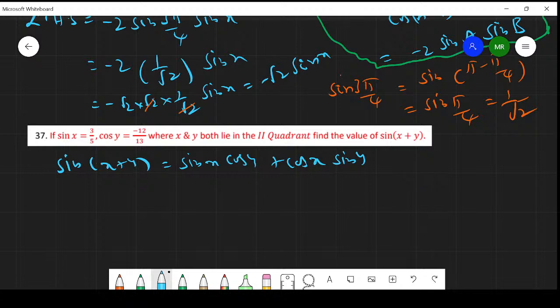Because we know the sin x value and the cos y value, I should find cos x and sin y. Those values I should find. Sin x is given as 3 by 5. I want cos x from this, so you can use the triangle method. Now you can use the triangle method, right?